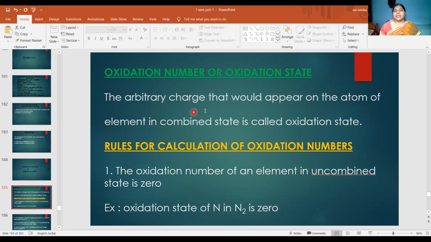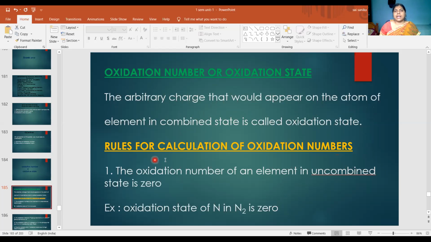Or you can define it in another way also: the loss or gain of electrons by an atom to get from its initial state, that is the neutral state, to whatever the charge. That is called the oxidation number. So this is a simple oxidation state definition: the charge that would appear on the atom of an element is called the oxidation state.